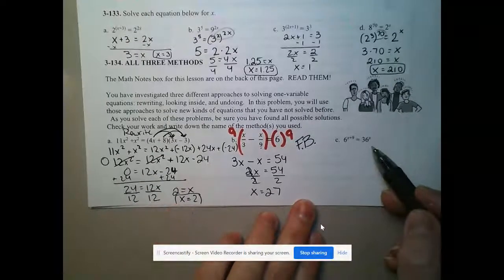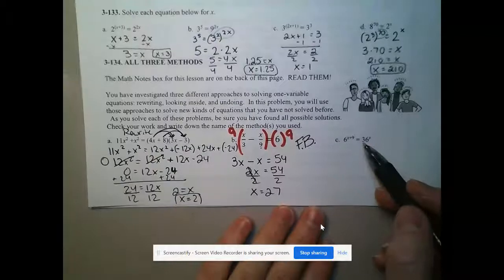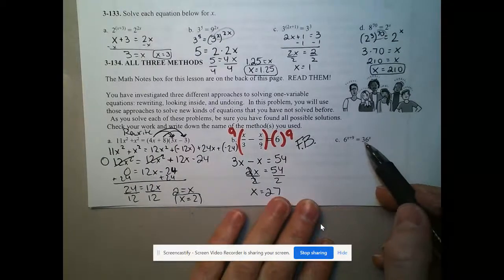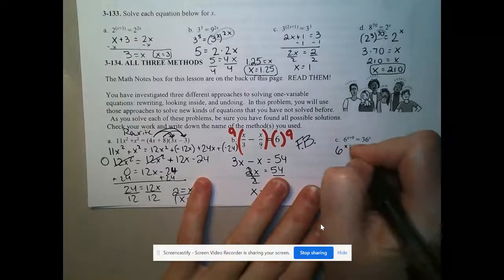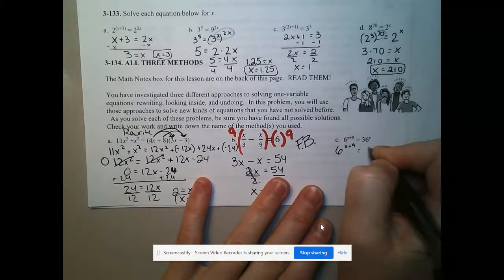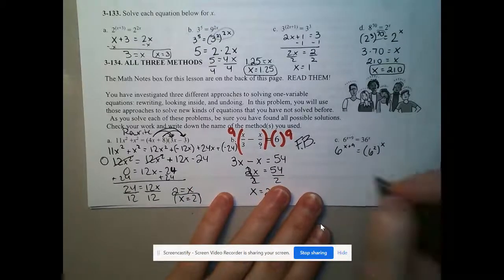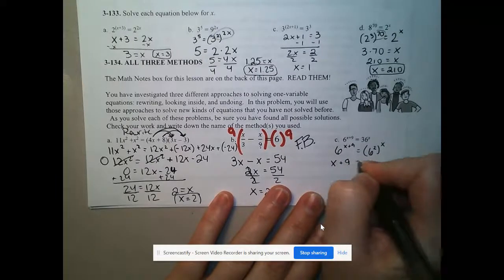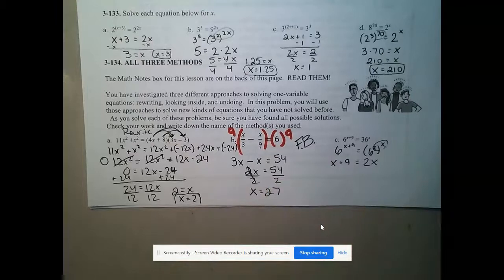Last but not least in this section, we have powers, exponents. And because they don't have the same base, I can turn 36 into 6 squared, 6 to the x plus 9. 36 is 6 squared, still raised to the x power. Now they both have a base of 6. I've got x plus 9 on the left and the 2x on the right because of the 2 exponents. A 2 raised to an x is a 2x.